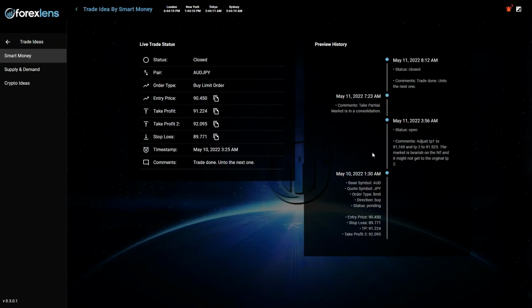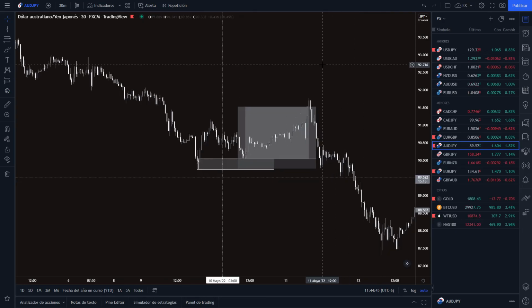And take a look at this trade idea we share with our community. This was shared by our Smart Money Trader on Aussie JPY. It was a buy limit order. See how we managed this setup. All right, we had to make an adjustment on the take profit levels, and this is how it looked on the chart. It is exactly this trade.